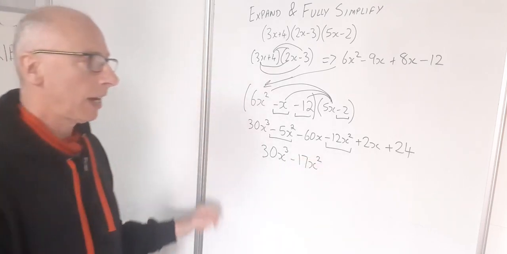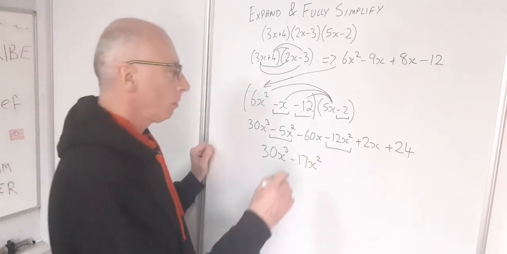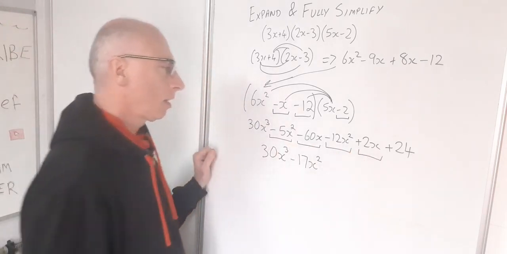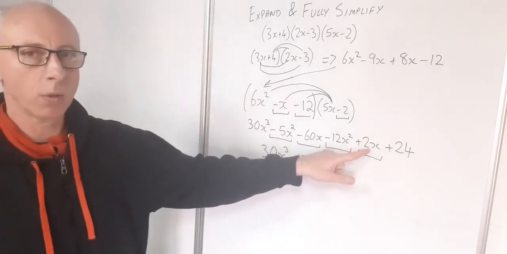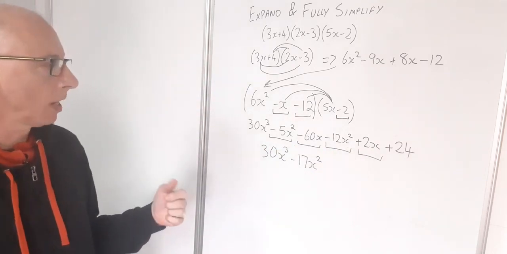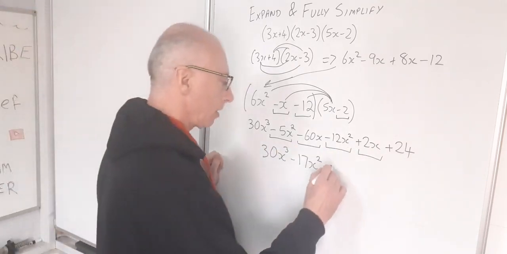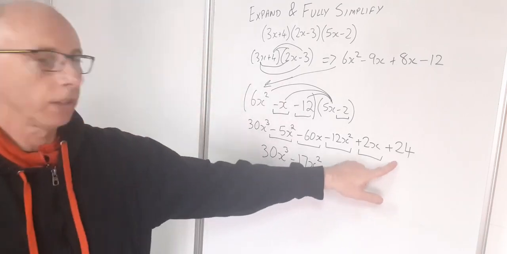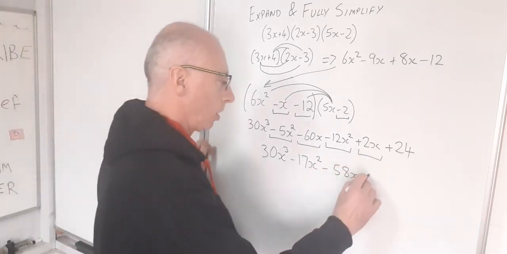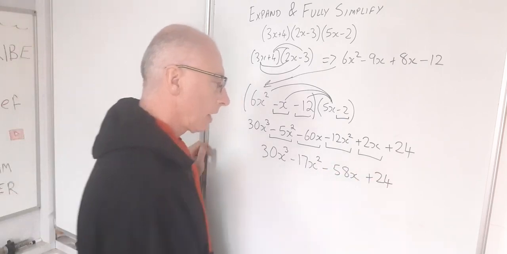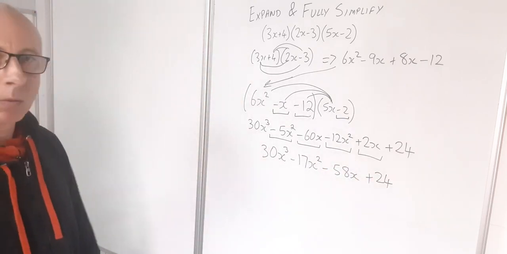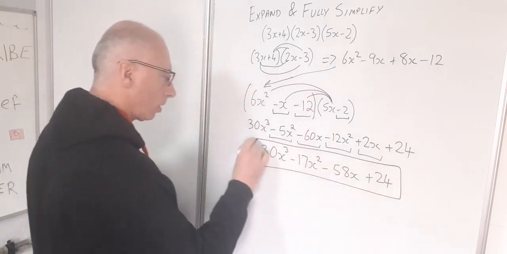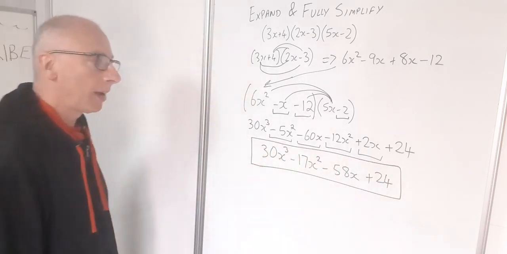So that takes care of that. Now we've got two terms with just x to the single indice. So minus 60x plus 2x. So again, that's a sum. So that's minus 58x. And the constant is plus 24. That takes care of that. And that would be a good place for us to stop because there's nothing else we can do from that point on there. Okay.